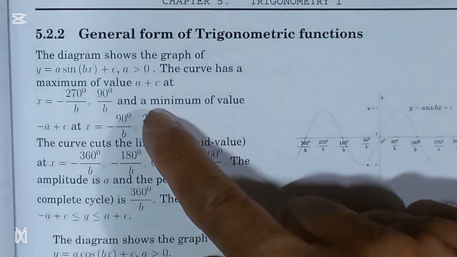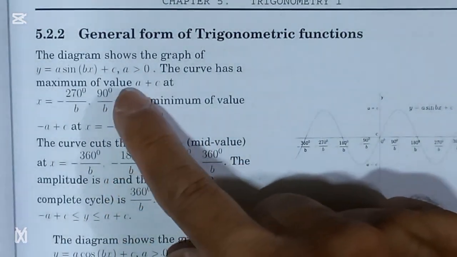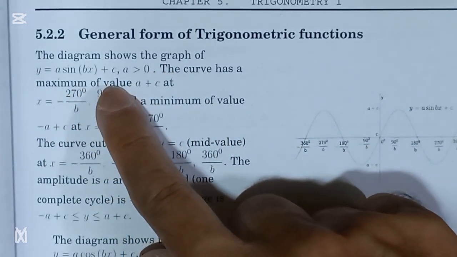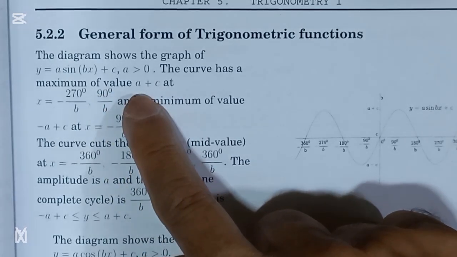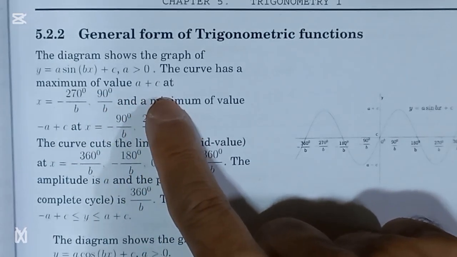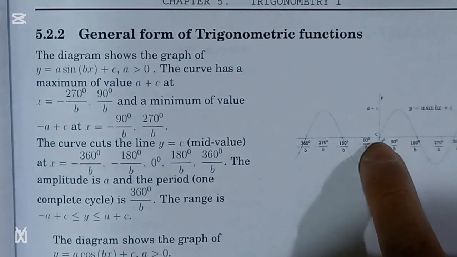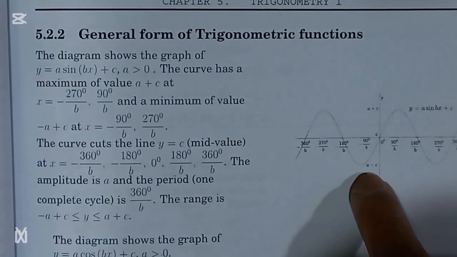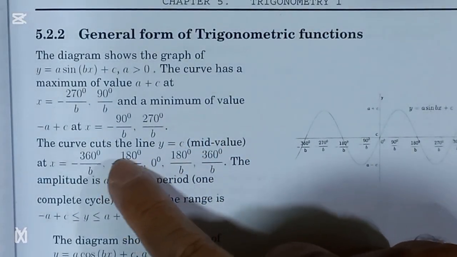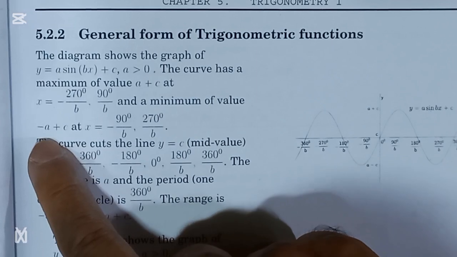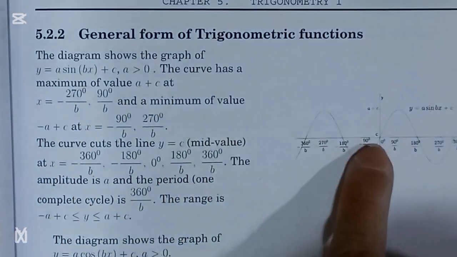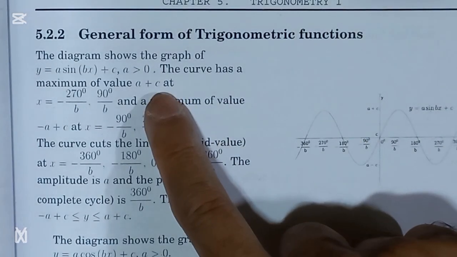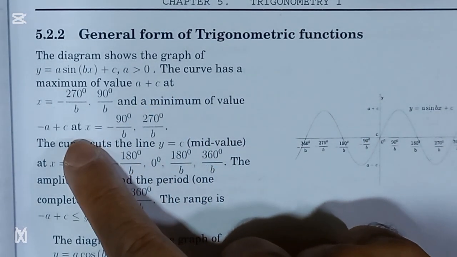First, the diagram shows the graph of y is equal to a sine bx plus c. The curve has a maximum value at c plus a. Look now, if this point is called C, the maximum value will be at C plus A and the minimum value will be at C minus A. So C is the middle point. If the middle point is there, the maximum point will be C plus A and the minimum value will be C minus A.